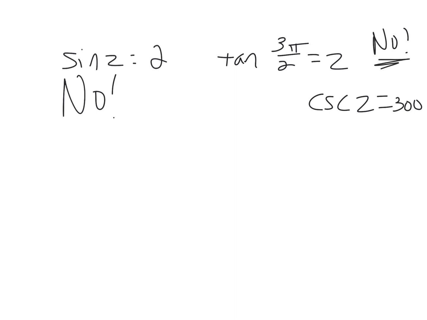Cosecant z is equal to 300. Can this work? Yes. It sounds ridiculous for a trig function to work for this, but remember, your range for cosecant values is from negative infinity to negative 1, and 1 to infinity. 300 works for that. That falls under the 1 to infinity category, right? So you're good with that one.